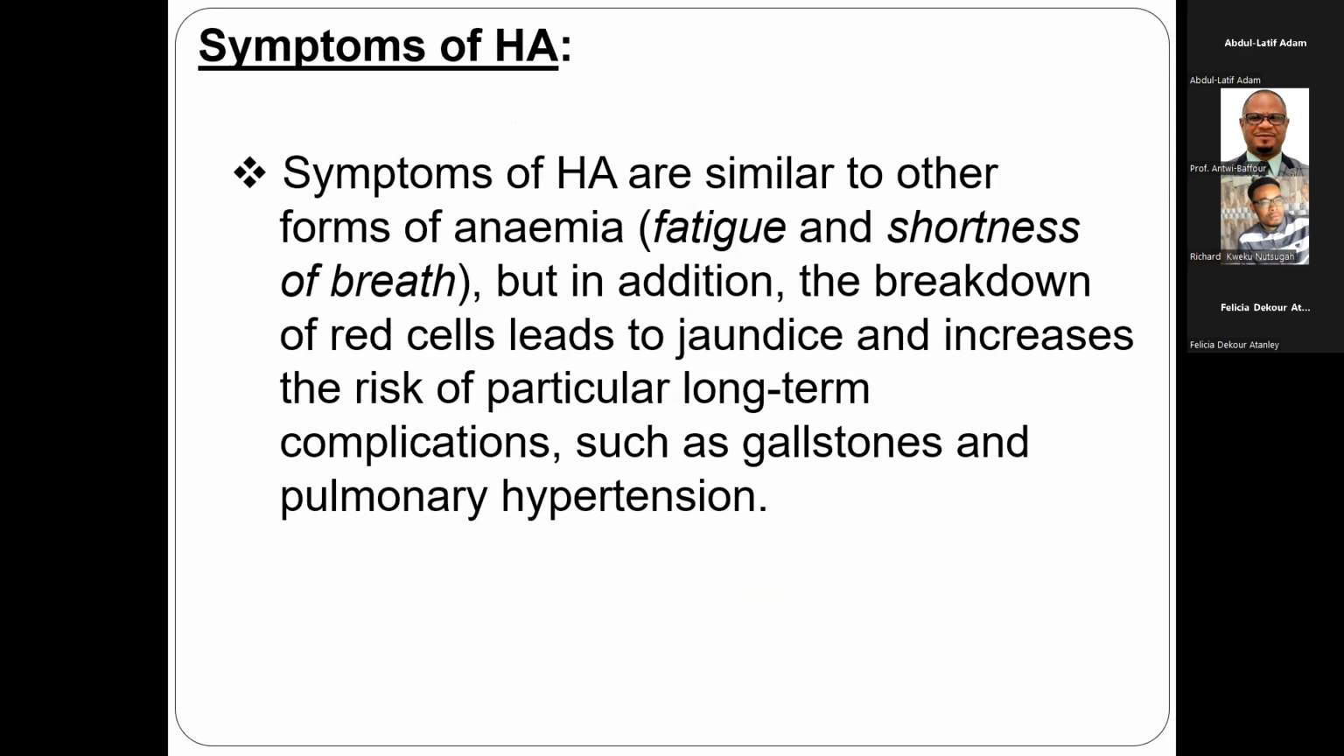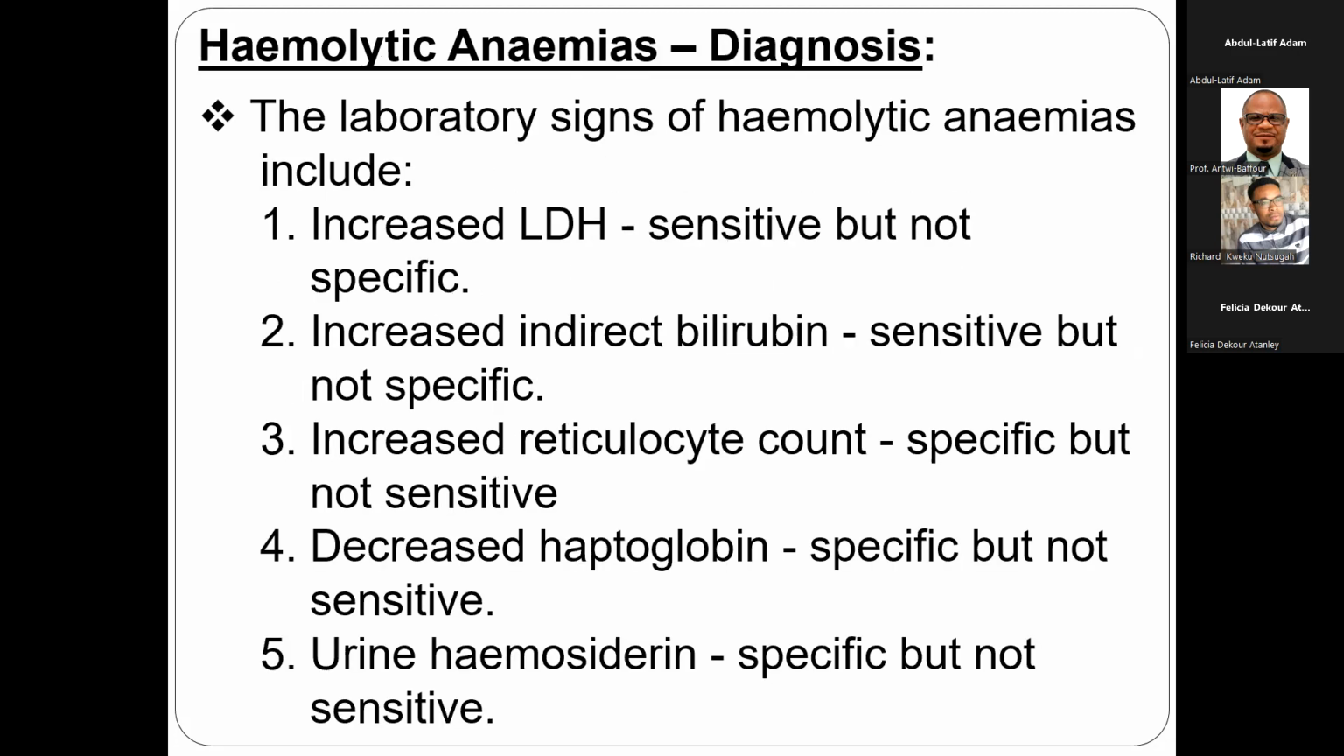Symptoms of hemolytic anemia are similar to other forms of anemia. So you still have the fatigue and shortness of breath. But in addition, the breakdown of red cells leads to jaundice and increases the risk of particular long-term complications such as gallstones and pulmonary hypertension. That is in addition to the normal symptoms of the anemia that you see.